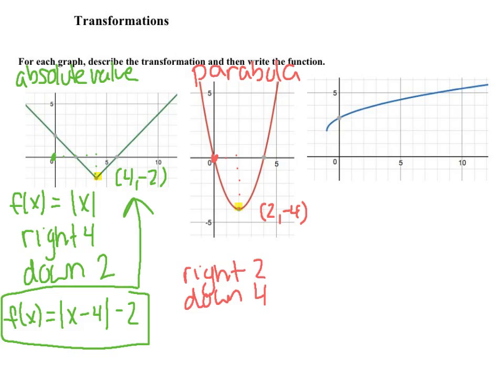Now, I also want to talk about the most basic function for a parabola, and that's going to be f of x equals x squared. So now let's write the function. I'm going to start with f of x equals, I'm going to put parentheses x. Now, because the graph went to the right 2, I'm going to put -2, close the parentheses, squared. Now I went down 4, so I put -4.